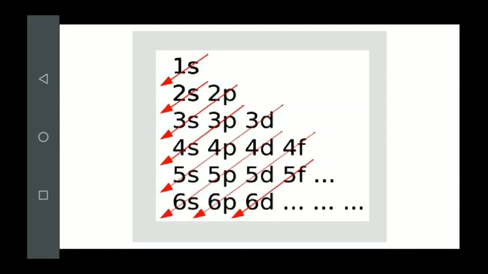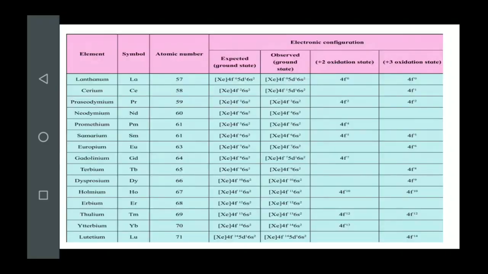So after lanthanum you will find that in every element from cerium to lutetium, you are going to find an electron in the 4f orbital. Now look at the electronic configuration of these elements: the observed electronic configuration as well as the expected electronic configuration. So let's start with cerium. The atomic number of cerium is 58. The expected electronic configuration, according to the Aufbau principle, was 6s2 and then 4f2.